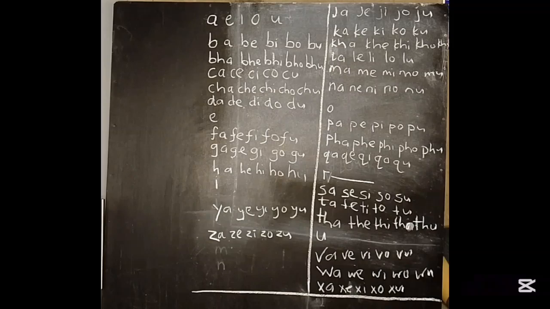Then we go to b: va, ve, vi, vo, vu. Then bh: ba, be, bi, bo, bu. Then ca: ca, ce, ci, co, cu. ch: cha, che, chi, cho, chu.